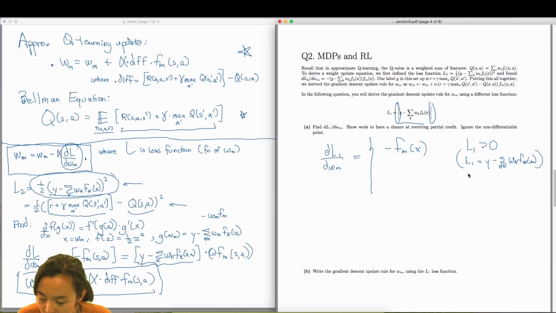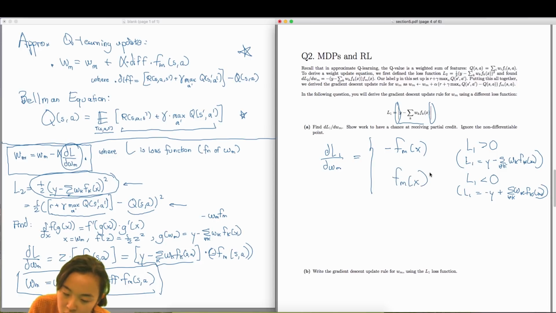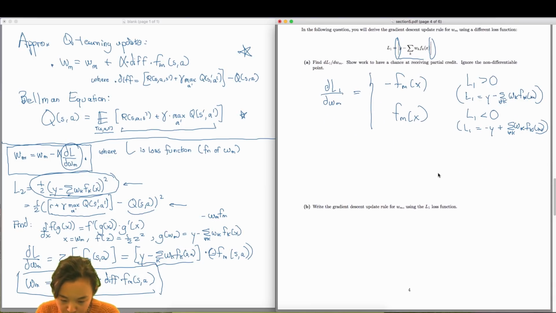Okay, so second case is when this is negative, and then L1 in that case can just be written as the negation of what's inside. So it's just going to be negative y plus the sum over k of the weights and the features. And then in that case, the gradient is just equal to fm of x. Okay. So now we've shown our work, and we have a chance of receiving partial credit.